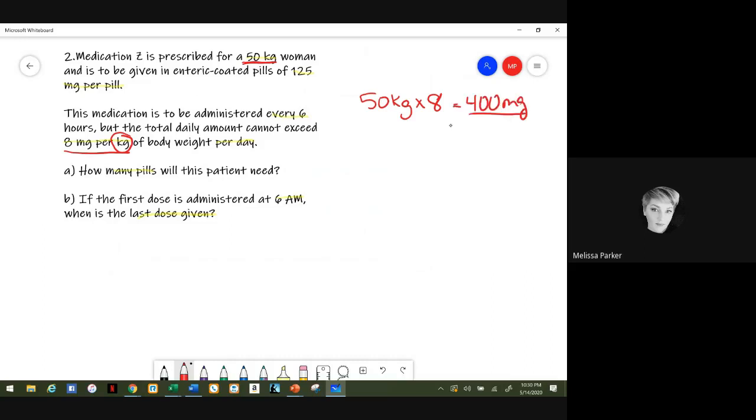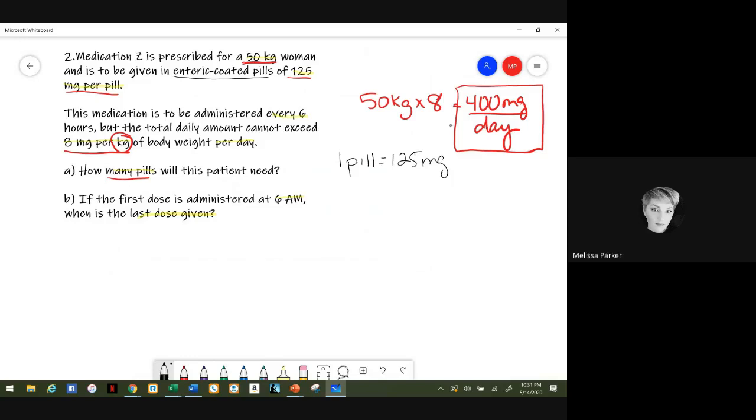So this is the maximum amount of medication that the patient can receive per day. We can't go over this limit, or it might be that the medication can be damaging to their liver or to their kidneys. So now we need to see how many pills the patient's going to need per day. We know that one pill is equal to 125 milligrams. And it says it's enteric-coated. So basically that just means that we can't crush it, they can't chew it, and we can't cut it in half because it has a special coating on it.